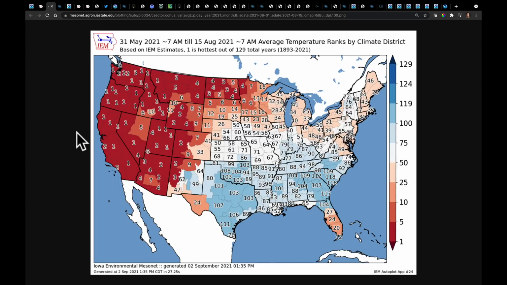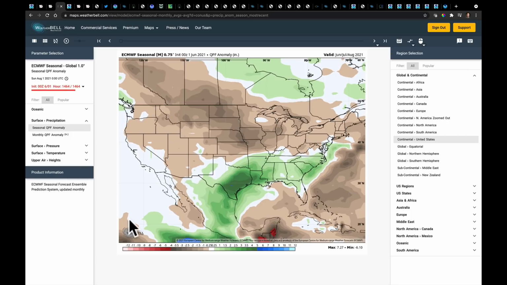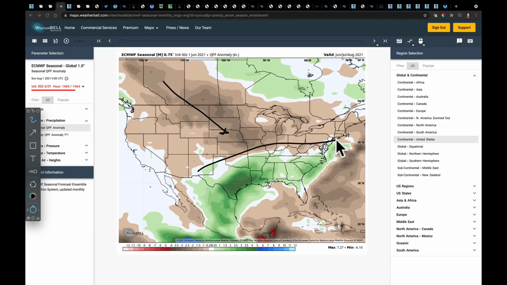So now we get to that next question. How well did we forecast this? So we're going to go look at that time period. Using the model runs that were released on June 1st for the prediction of June, July, and August, what did we see in terms of precipitation? And if you just look at these and pick up on the pattern, we were picking up on drier signals here, wetter across much of the south.